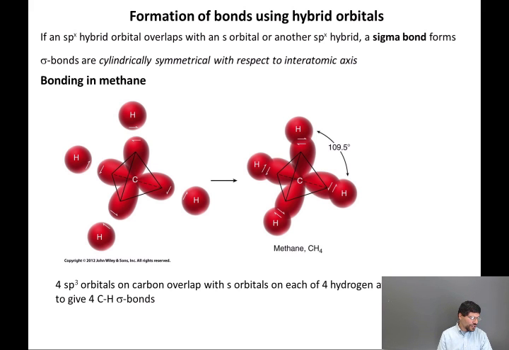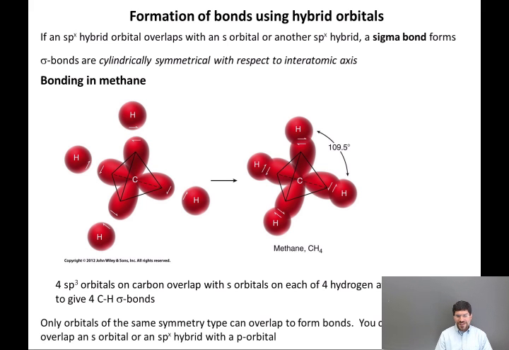Okay, so let's see what this looks like when we want to make methane. In making methane, the 4 sp3 orbitals on the carbon atom overlap with the s orbitals on each of the 4 hydrogen atoms to give 4 carbon-hydrogen sigma bonds. On the left here, we have the sp3 orbitals and the s orbitals. And then when we allow those hydrogens to come closer together, you can see the sigma bonds that are formed from the overlap of those hybrid orbitals.